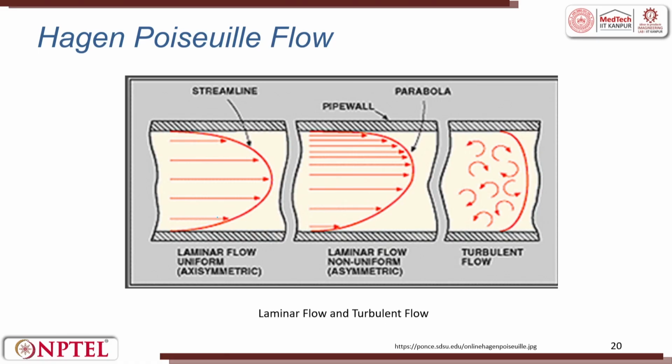Here you see a laminar flow which is axisymmetric. You have this stream which is happening. When there is a pipe wall, in the laminar flow you see how the parabolic effect is created. On a non-axisymmetric flow, it is asymmetric, and then you will have a turbulent flow happening inside the pipe. So, these are all various flow behaviors. This is laminar uniform, this is laminar non-uniform, and this is turbulent.